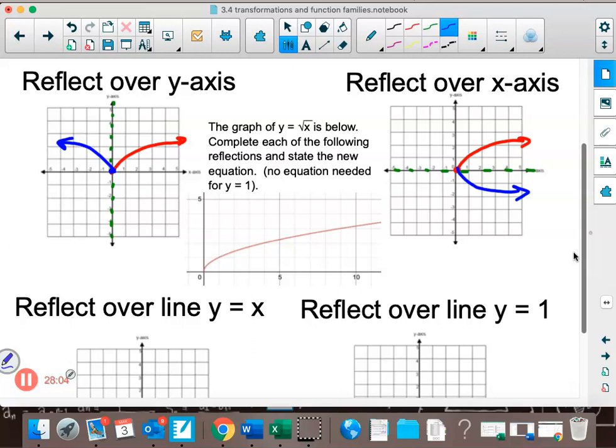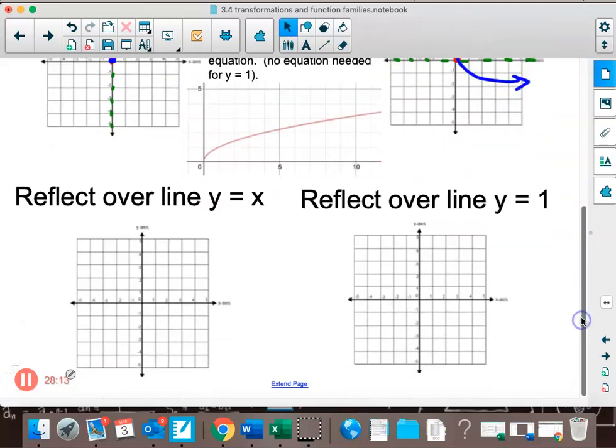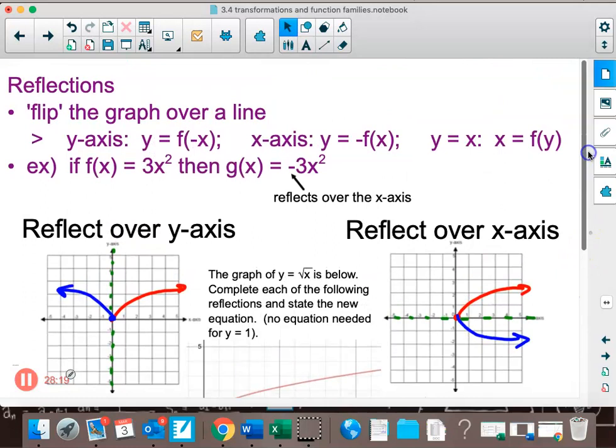Does everyone understand what's going on? Michelle, how you doing? Double thumbs up. Okay. Good. The twin has a question. Can you scroll back up a little bit so I can write down the y-axis? Thank you. While Ashwin is writing, your next reflection is going to be over the line y equals x. All right?